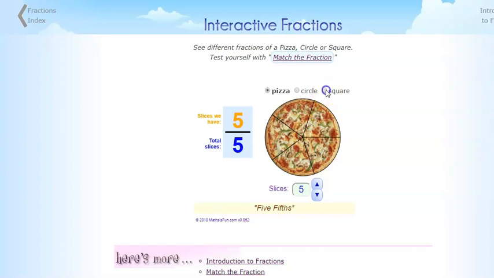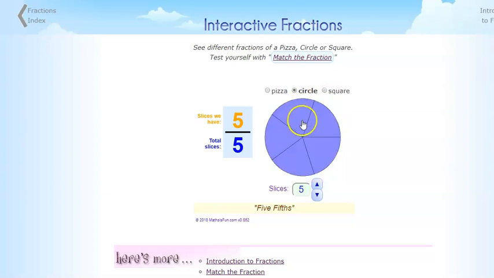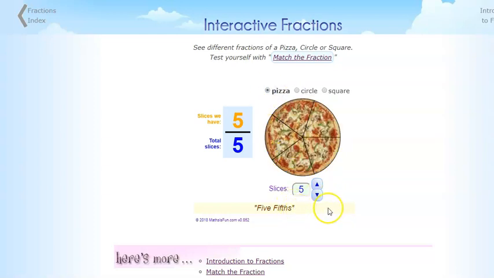All right. So if we go in here and pick a square, it's still divided into five. Now a circle is divided into five. Now you can change that. That's the beauty of this interactive site. You can change the number of slices. Let's say we go into six now. It's 6/6. If we eat one or give one out, we have five left. All right, so that's the beauty of this site.